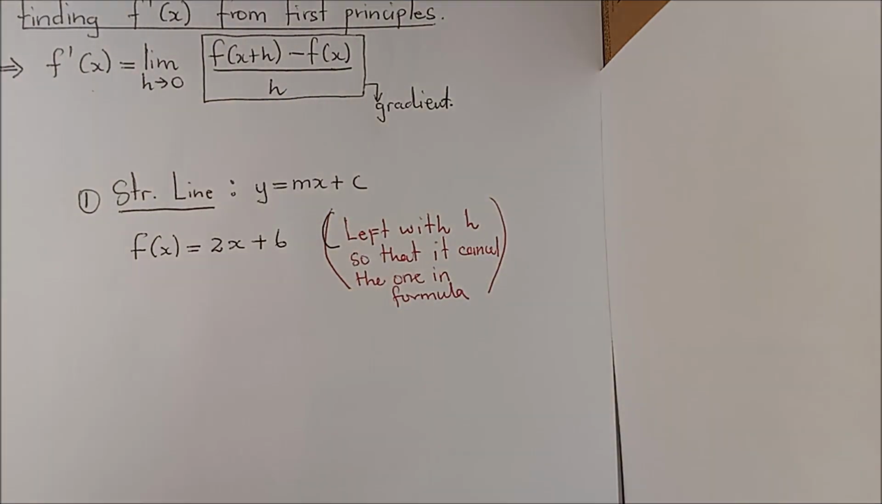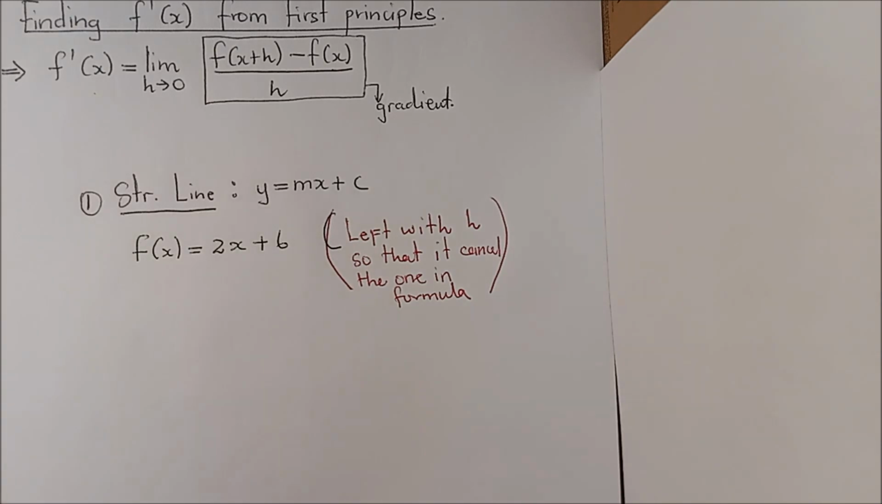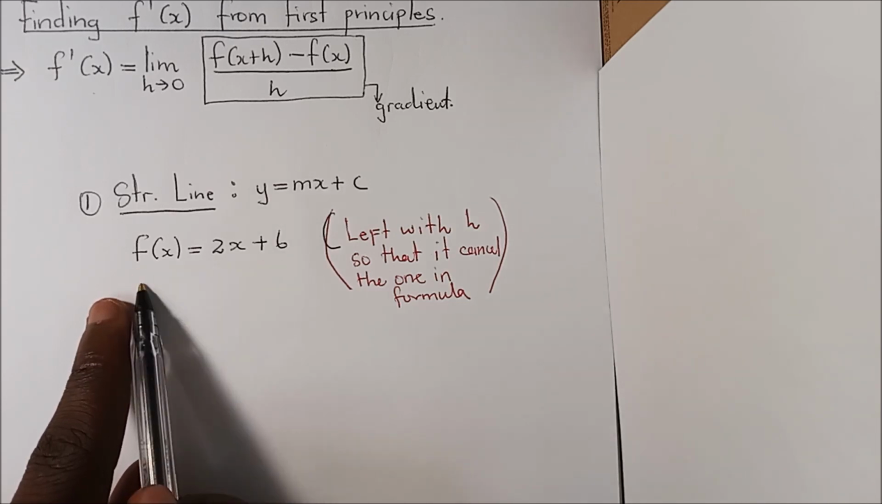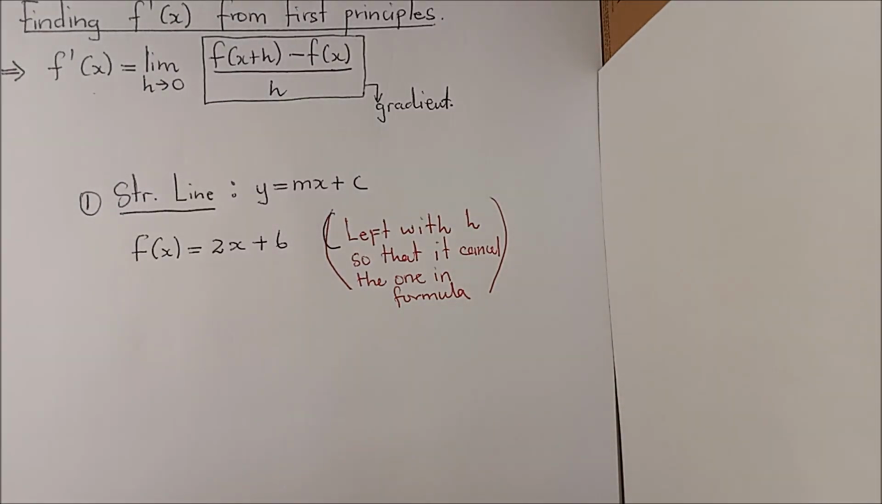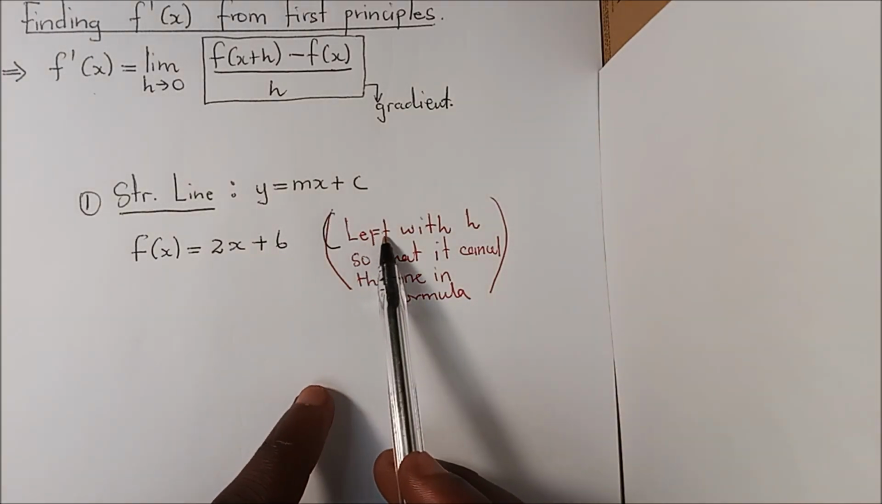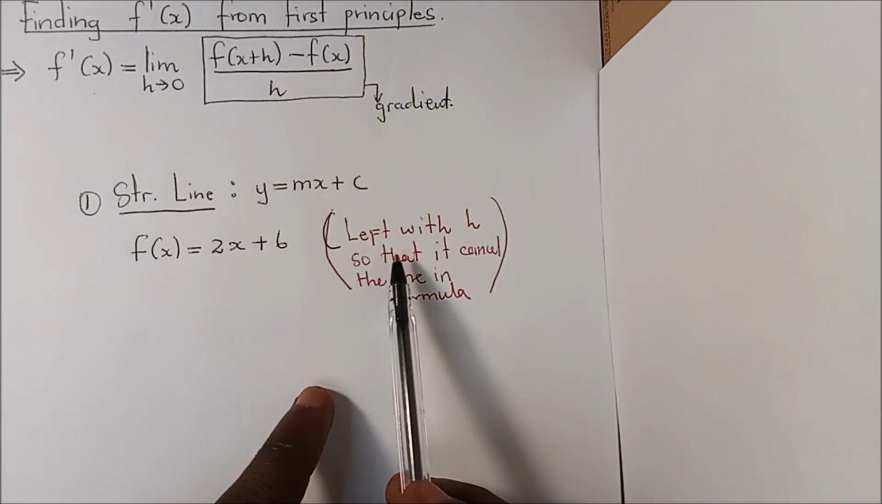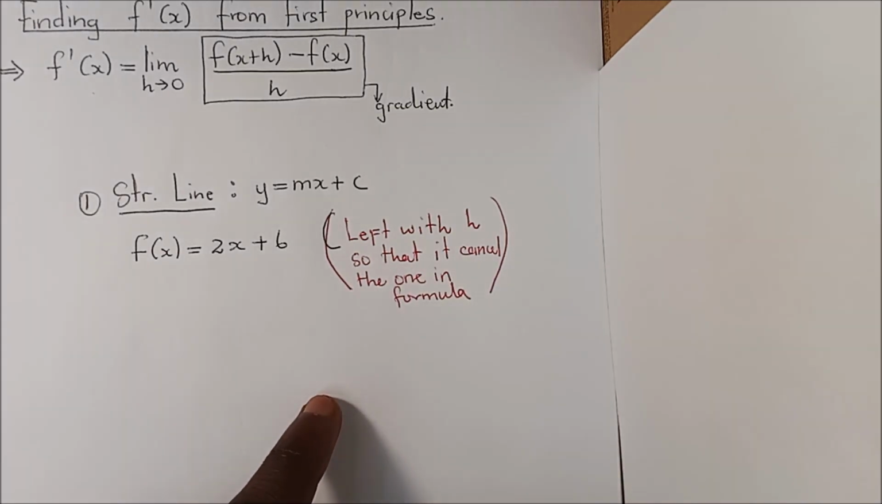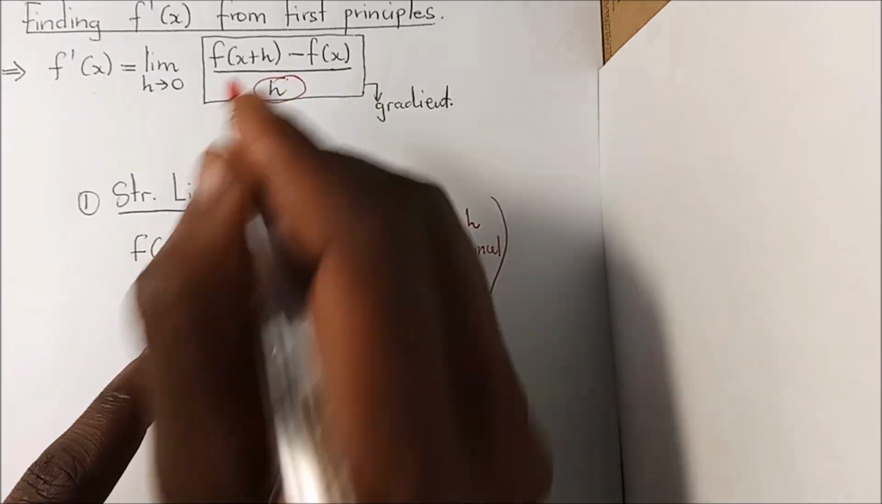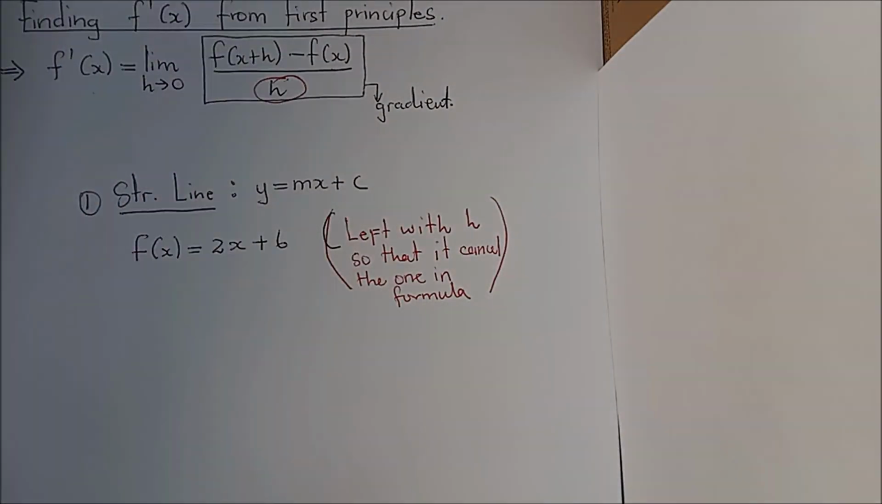So how do you learn math? You learn mathematics by observing, creating connections as you are solving. So now we will find the first derivative of f of x equals 2x plus 6. But what we know is along the way, we must be left with h so that this h can cancel the one that is in the formula. The one that is in the formula is this one. So now let's go ahead and do some problem solving.